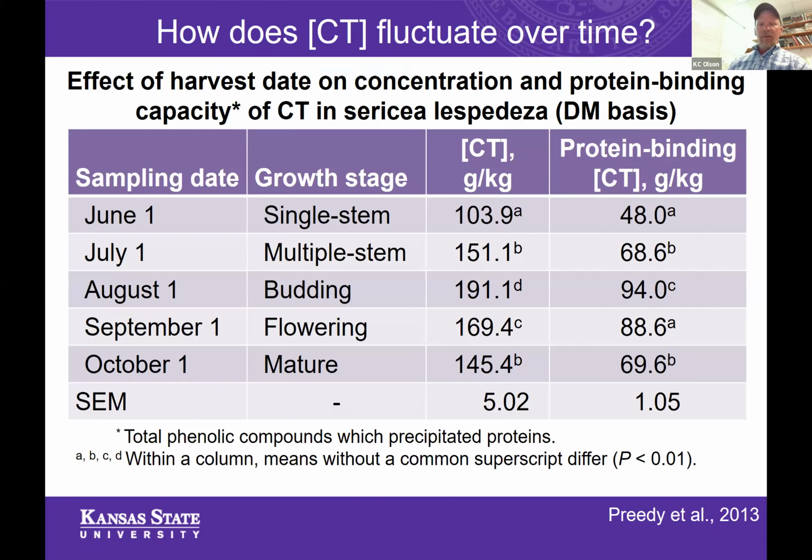What we found, looking at the time interval between August 1st and September 1st, is that's when the condensed tannin concentration peaks, there at almost 20%. You just have to move the decimal place one to the left mentally. It's also when the protein binding capacity of condensed tannin maximizes.